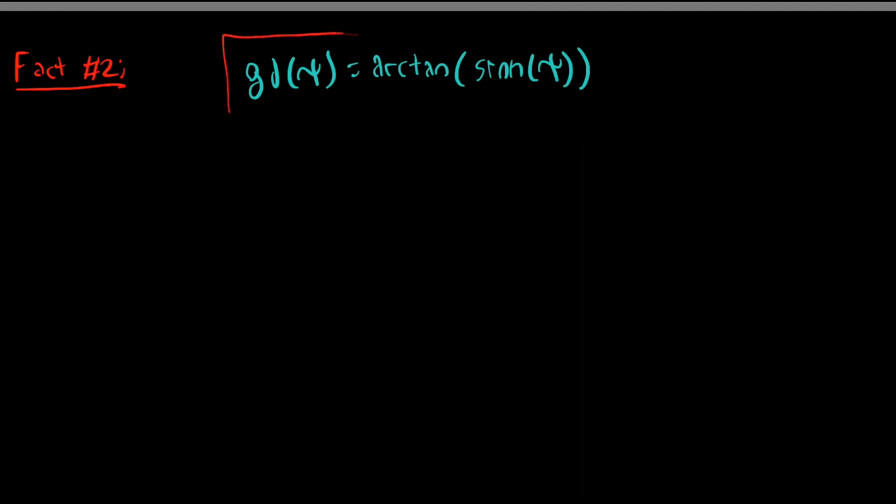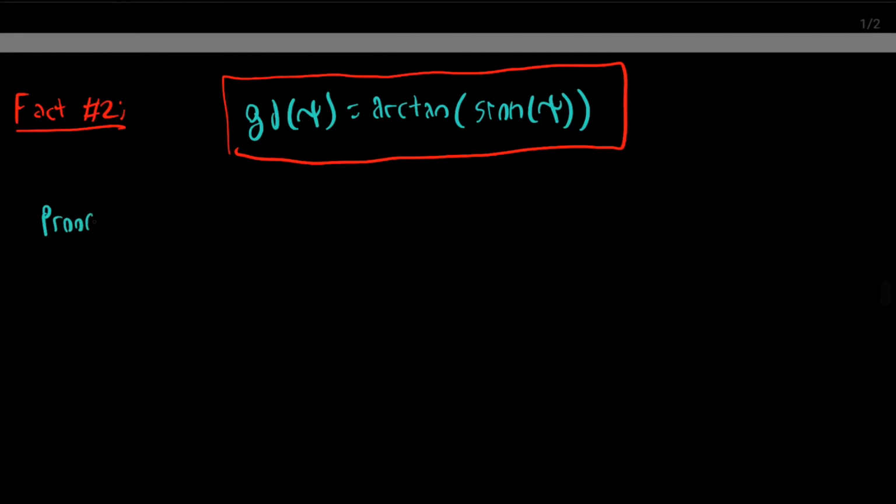Let's highlight this result so we don't mix it up with the proof. And so now we're going to actually prove it. So we start again by the definition of the Gudermannian, which is just the integral from 0 to psi of the hyperbolic secant of t dt.